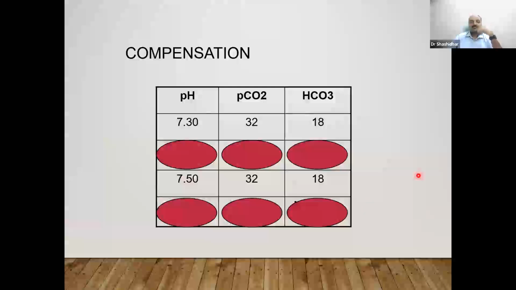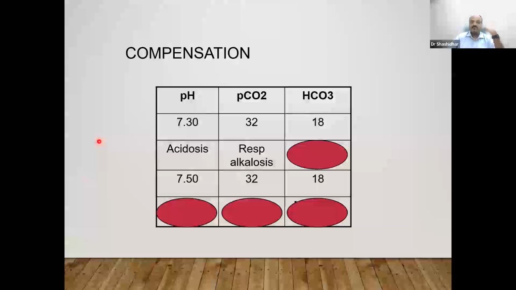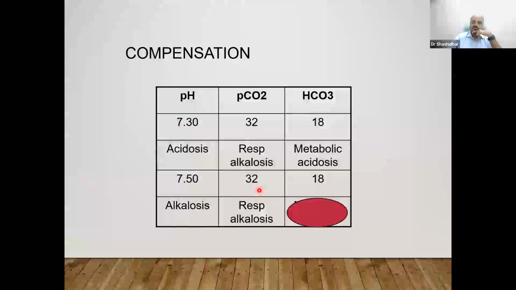So when I go to the next screen, you will be able to understand better. 7.3, again acidosis. PCO2 of 32 is alkalosis. Bicarb of 18 is metabolic acidosis. 7.5 is alkalosis. PCO2 of 32 is low. It can cause alkalosis. 18 of bicarb can cause metabolic acidosis. So see, for the same bicarb and PCO2, you're having different pH. So for that, you need to know about alkalosis.